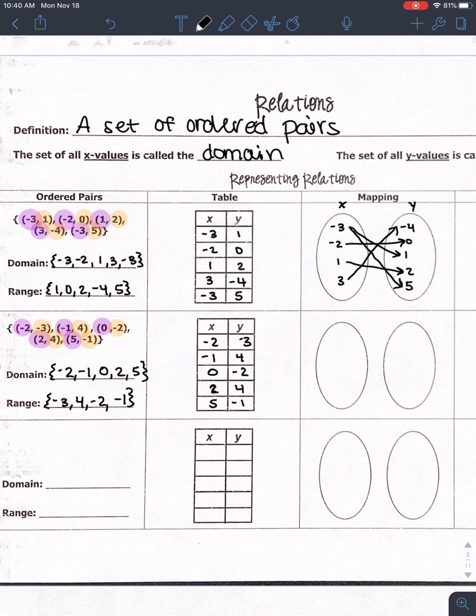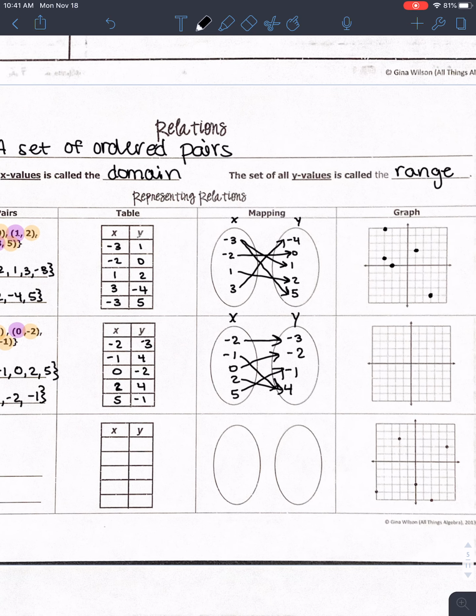And then for my mapping, I'm going to have -2, -1, 0, 2, and 5 in my first little bubble here, my X bubble. And then in my Y bubble, I'm going to have -3, -2, -1, and 4. So -2 goes to -3. -1 goes to 4. 0 goes to -2. 2 goes to 4, and 5 goes to -1.